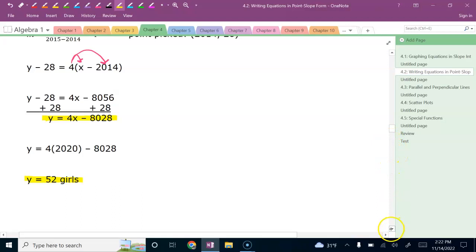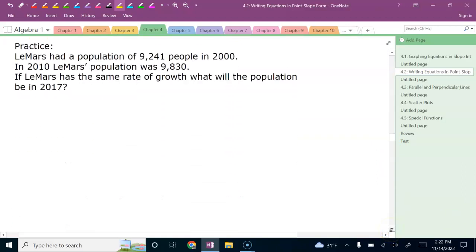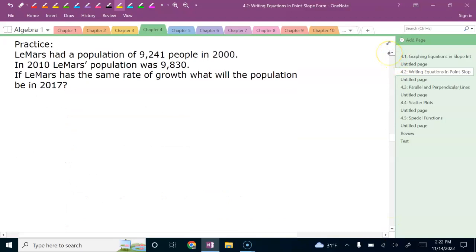So using that same method, I want you guys to read through this practice problem about Lamar's population, and then I want you to write the equation, start it out in point-slope form, rewrite it in slope-intercept form, and then use your equation to make a prediction about what the population would be in the future. So to write your coordinates, again, you're going to want the year to be the x values and the population to be your y values.